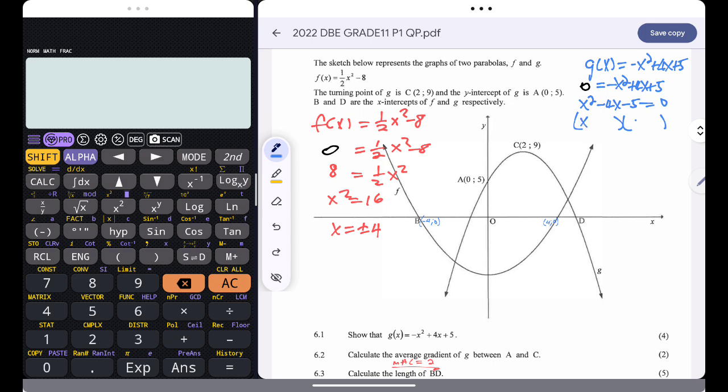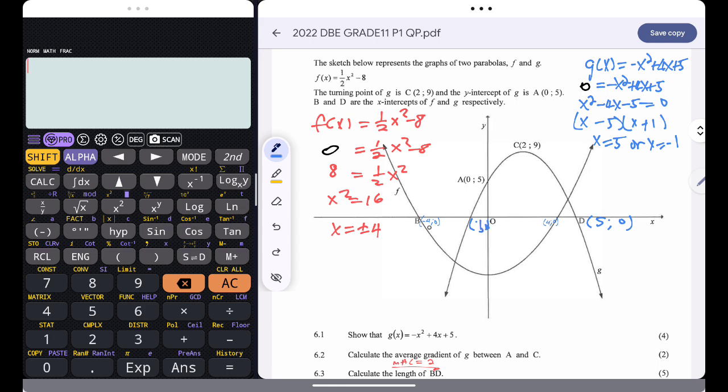I'll have x and x. Factors of 5 that when I subtract will give me 4. That's 5 and 1. The bigger factor will take the sign of the middle term, minus and plus. Then x is just equal to 5, or x is negative 1. So the coordinates of D are 5 and 0, and then here I have negative 1 and 0.